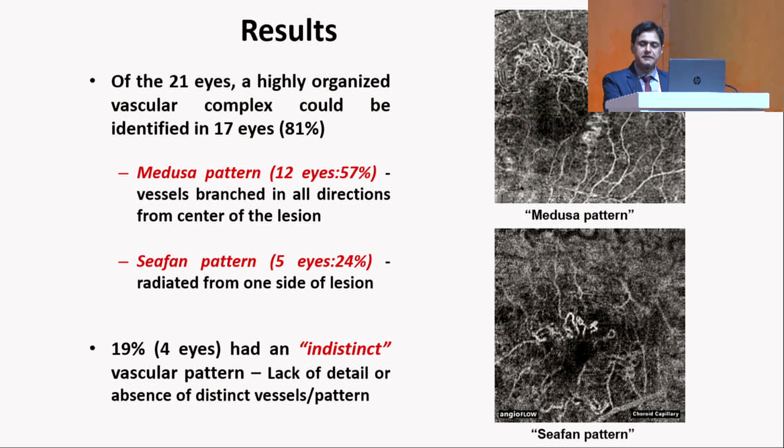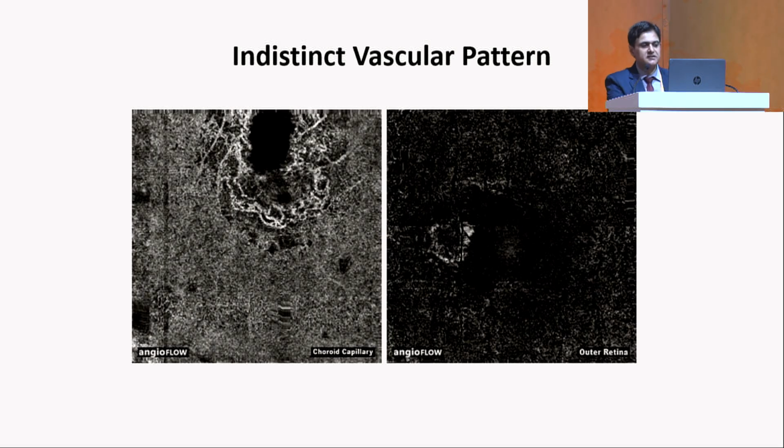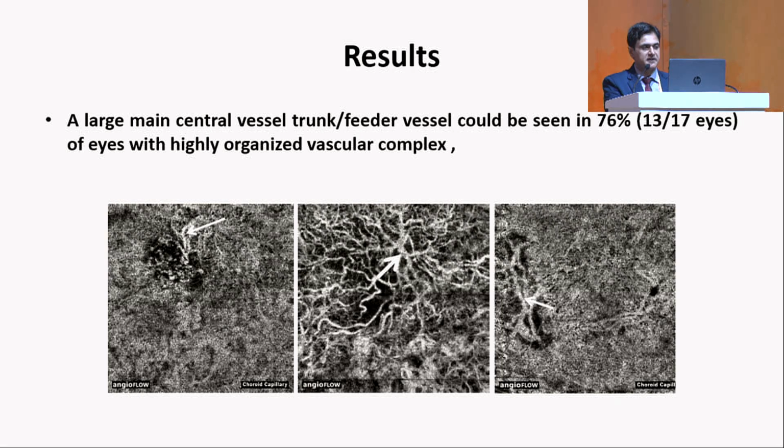And around 20% of the patients had an indistinct pattern, and there was a lack of any well-defined or distinct vessel pattern. So, these are a few pictures of indistinct vascular pattern which could not be categorized into a medusa or a C-fan. And as I said, a large main central vessel could be seen in 76% of the cases.